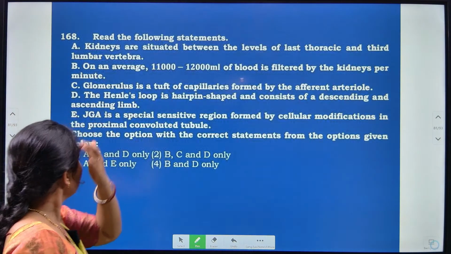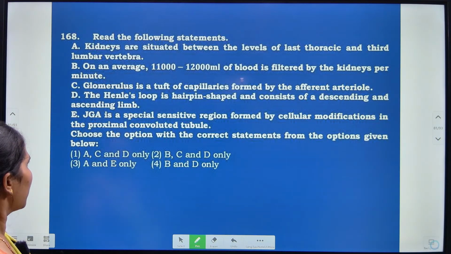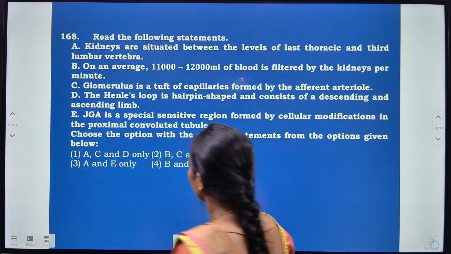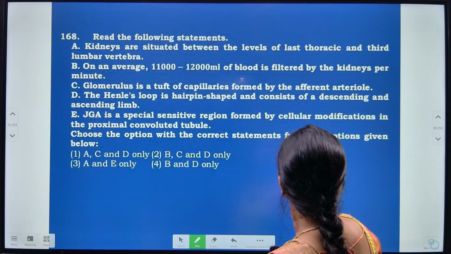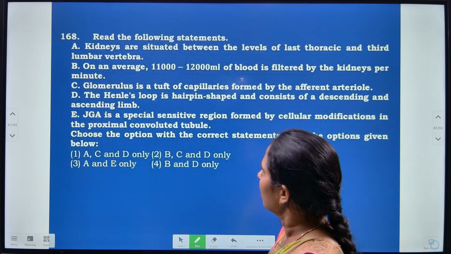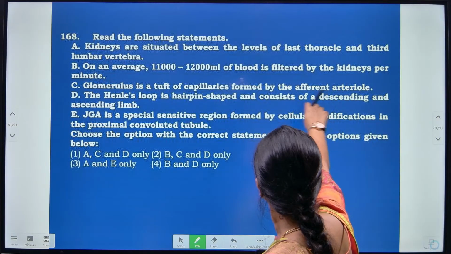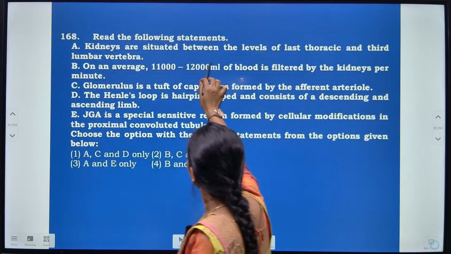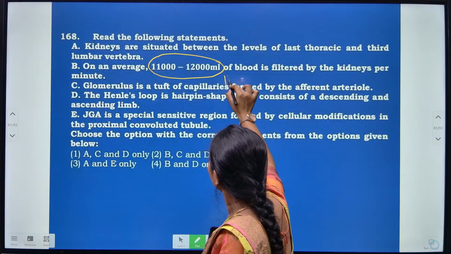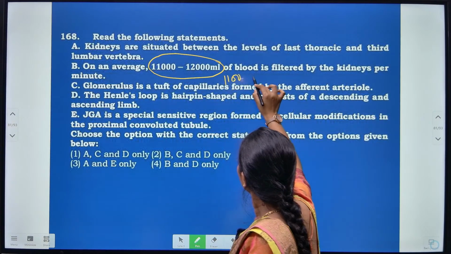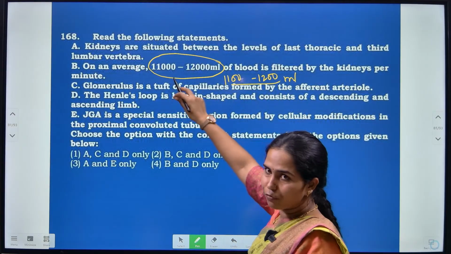Here they have given statements, and you have to choose the correct statement from the given options. Kidneys are situated between the levels of the last thoracic and third lumbar vertebra. Yes. On an average, 1100 to 1200 ml of blood is filtered by the kidney per minute. It is not 11,000 to 12,000, but 1100 to 1200 ml of blood. Instead of 1000, it is 100.